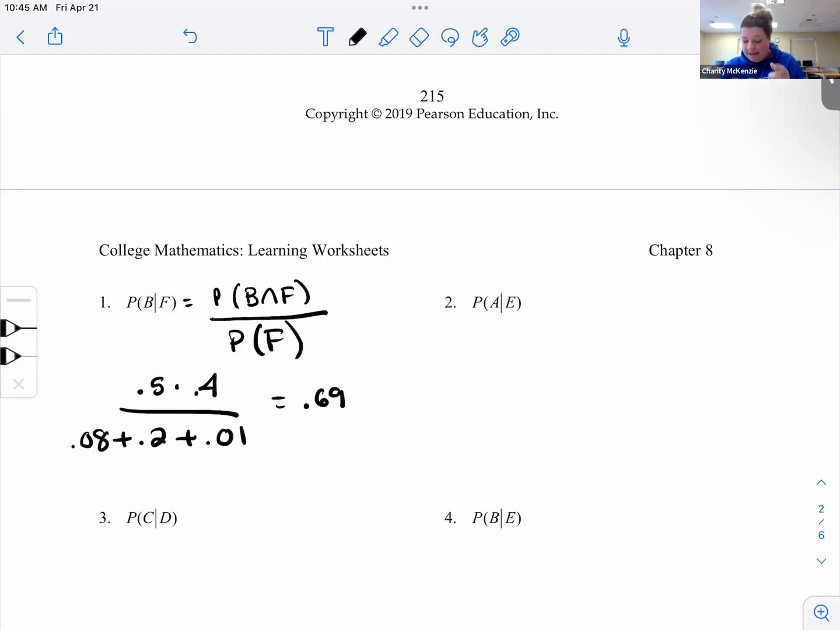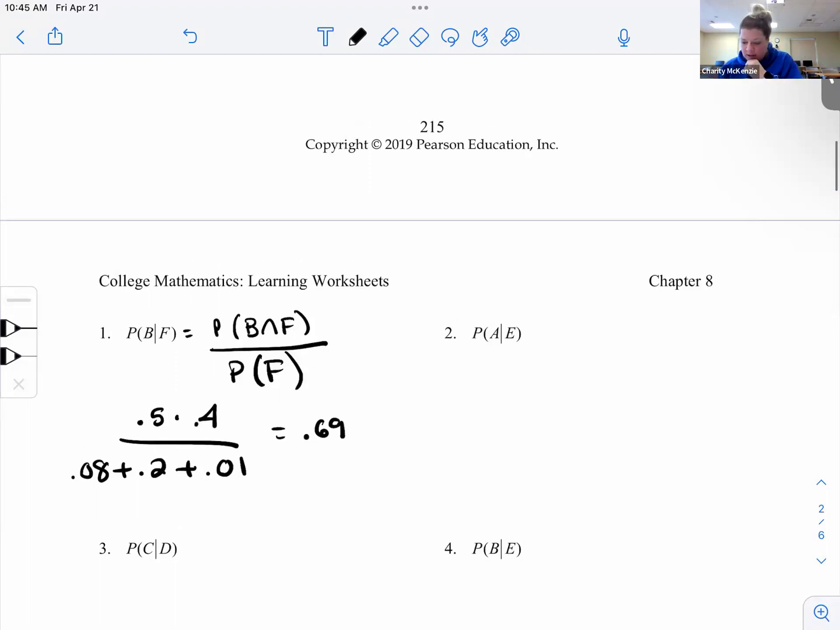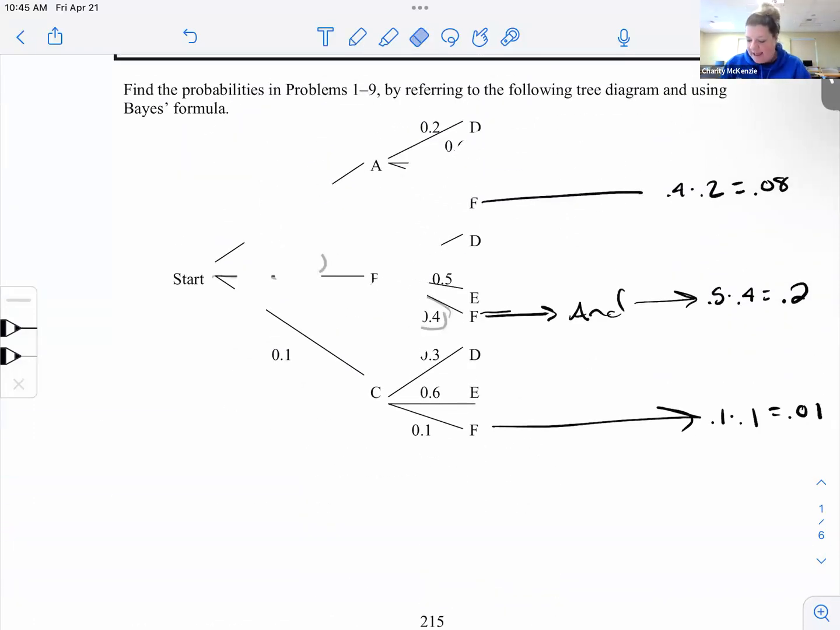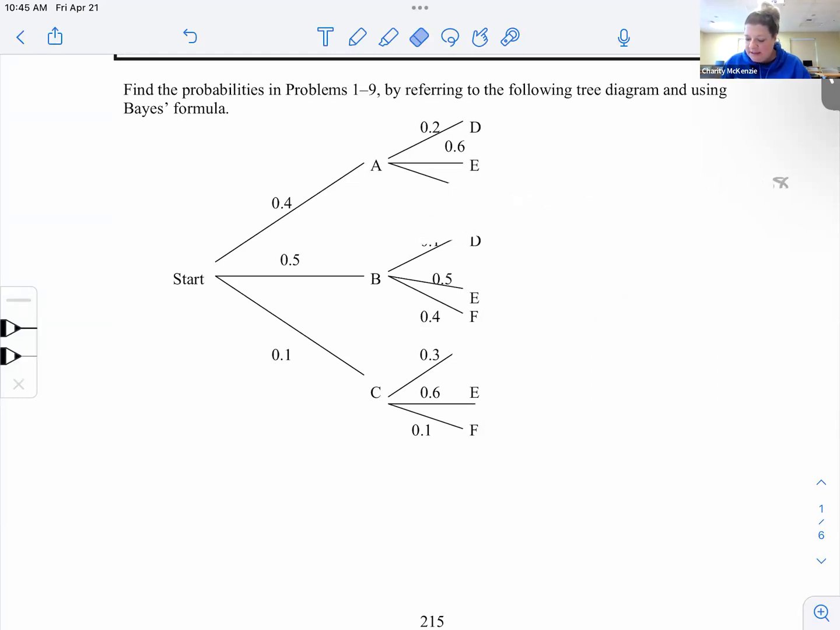Okay, so for problem 2, it's the probability of A given E. I'm going to erase what we have on here just so we can see. So A given E is going to be this one. A given E is 0.4 times 0.6, which I'm just going to times together. 0.4 times 0.6 gives me 0.24. And that's where they both are, A and E.